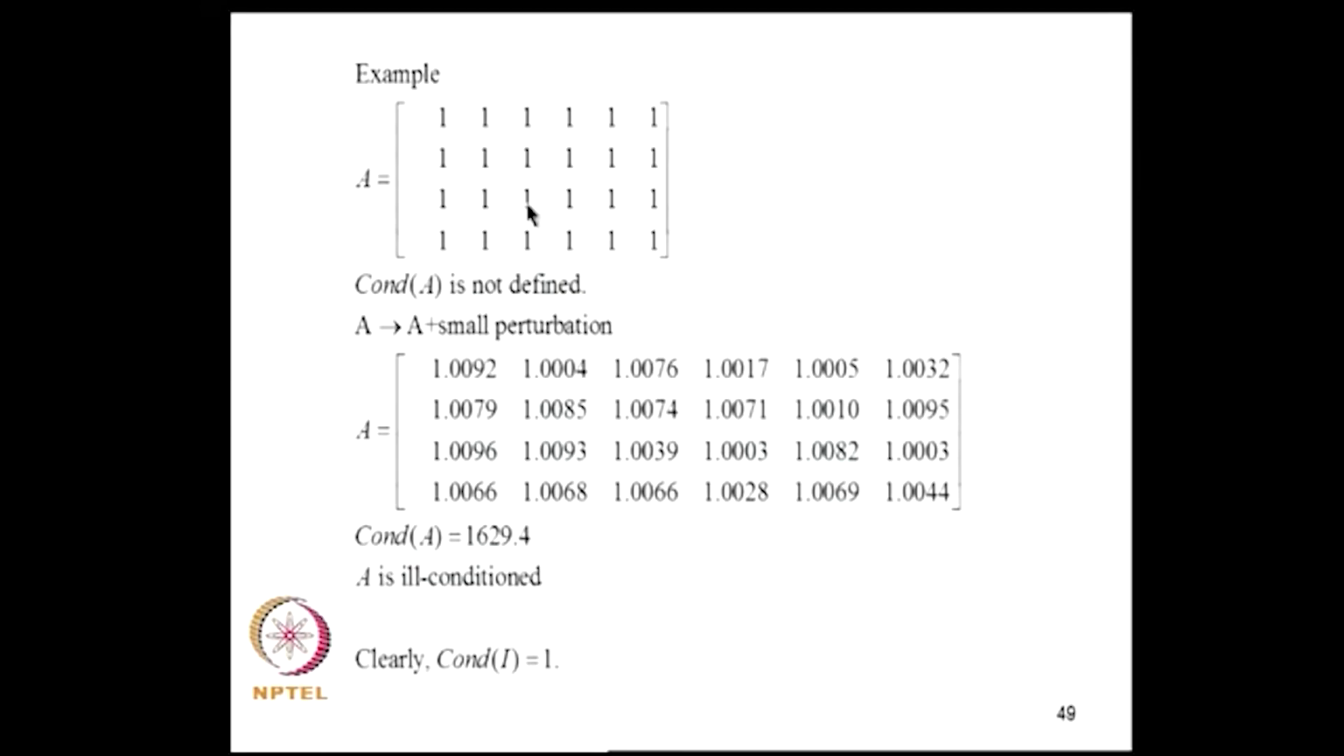So, there will be a problem. Now, what I do is I add small perturbations to this. So, this is the A matrix now, and the condition number becomes 1629.4. If in your analysis you have a matrix like this because of perturbations, errors and so on, and you attempt to invert or solve these problems, find the pseudo inverse etc., you are dealing with a highly ill conditioned matrix. I will show some more issues related to this as we go along. Clearly, the condition number of the identity matrix is 1.